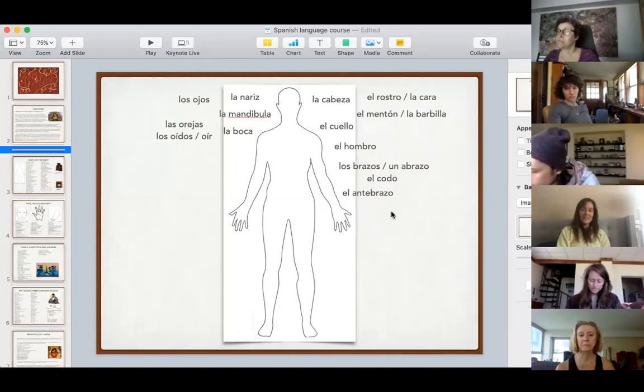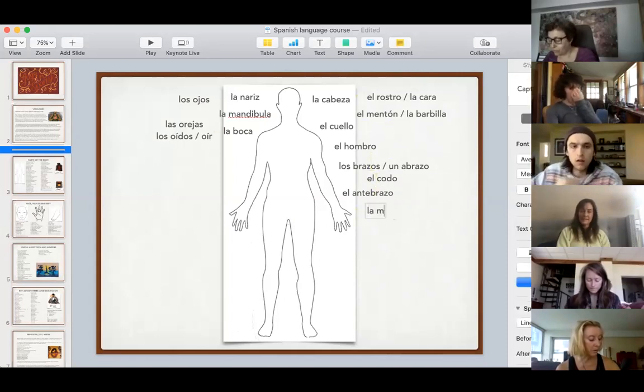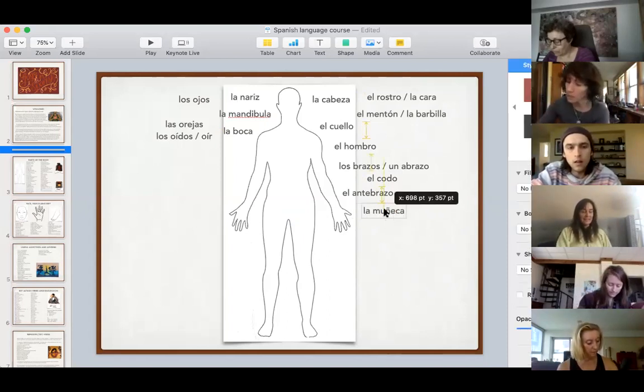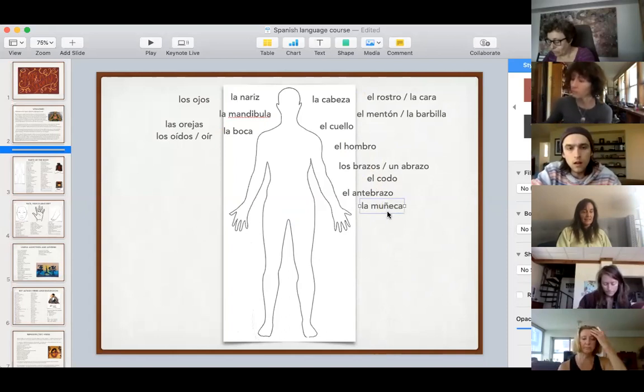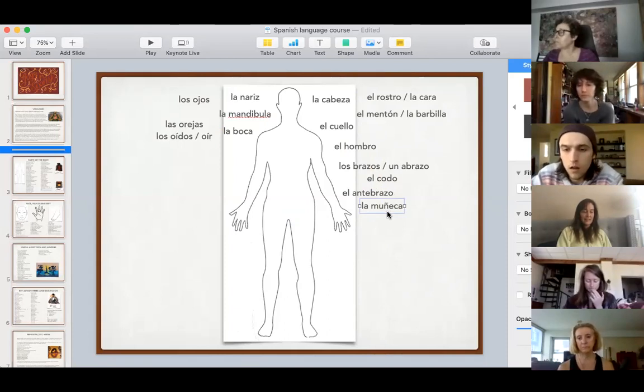What about moving down? Between your forearm and your hand, you have your wrist. Muñeca. Good. So it's a kind of a funny sounding word. La muñeca. Do you notice that we have this tilde, this accent over the N here? That makes it into a different letter. That letter is called ñ, and it sounds like ñe. Okay? So, la muñeca.